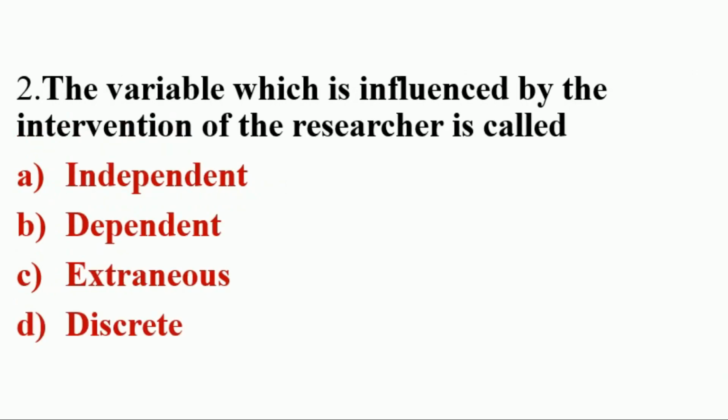Next question: the variable which is influenced by the intervention of the researcher is called? Options: A. Independent variable, B. Dependent variable, C. Extraneous variable, D. Discrete variable. Answer is B, Dependent variable. So the variable which is influenced by the intervention or treatment of the researcher is called the dependent variable.